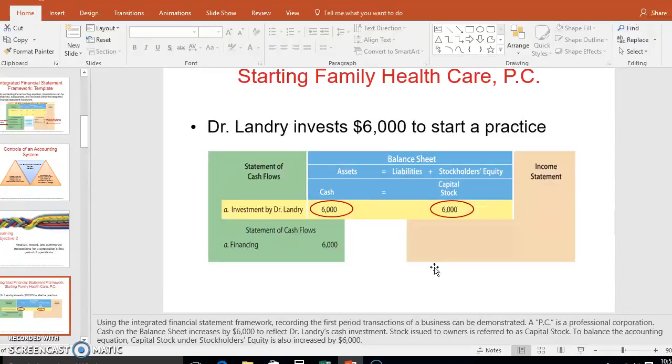Cash is an asset. If you had to liquidate tomorrow and skip town, that would be one of the things that you could take with you for cash. Okay. The other side of that, remember there has to be two sides at least to every transaction, is equity. The owner, Dr. Landry, has invested $6,000, so you're going to increase your equity by $6,000. So the equation balances. You have $6,000 on this side and $6,000 on this side. One increase in cash and one increase in equity.